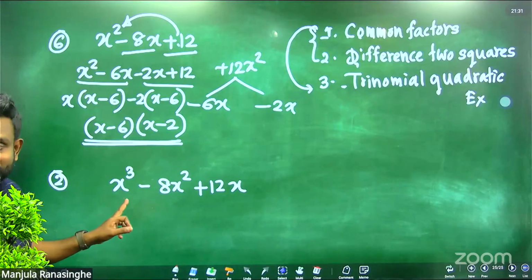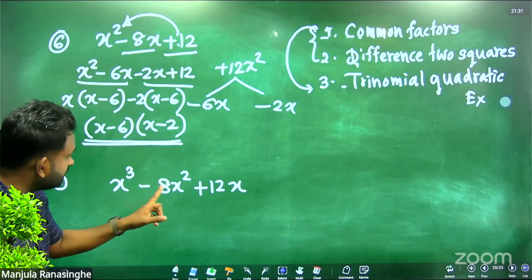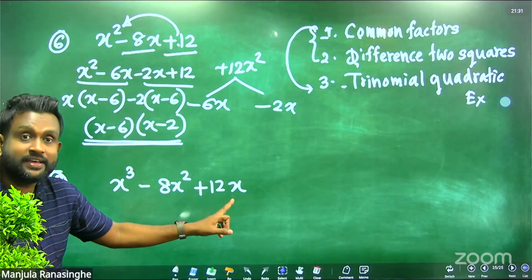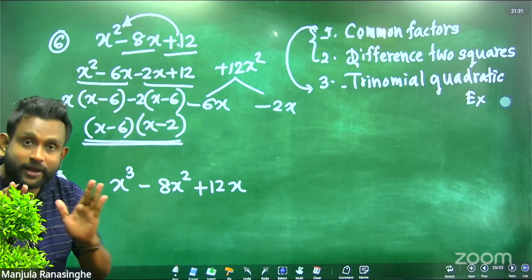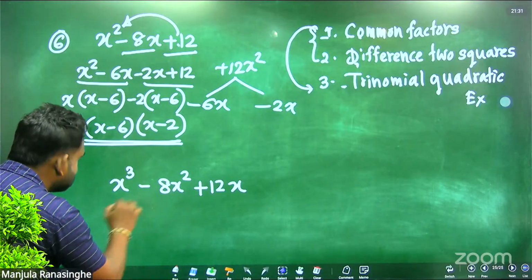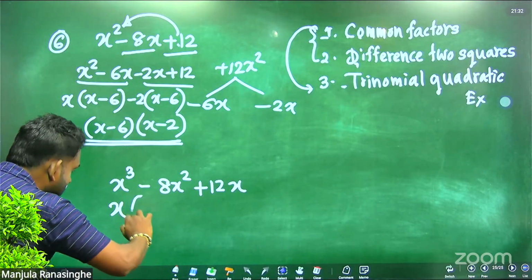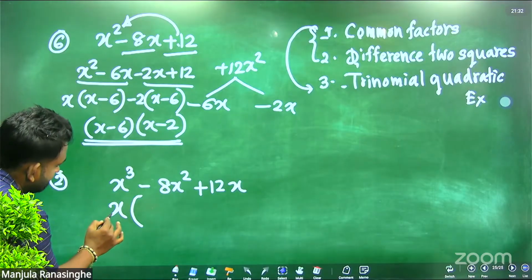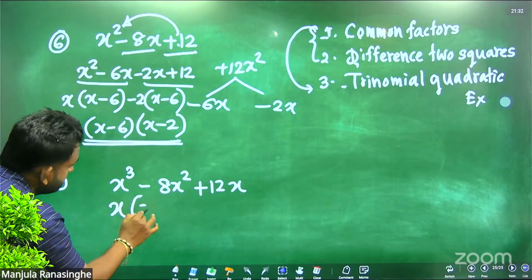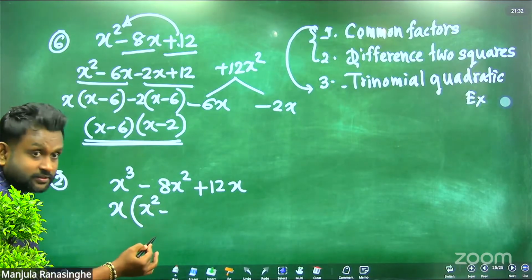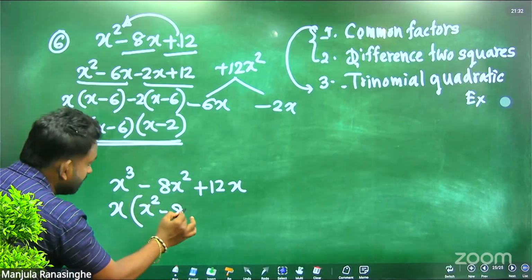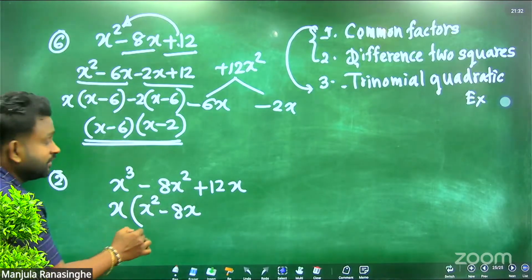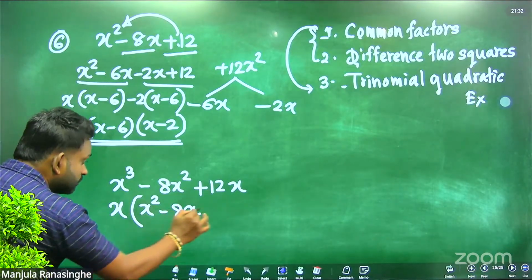What to do first? Right, check all the three terms. You feel that x is common. X is there for all the three terms, so you have to take it out. So first take out x, then keep a bracket. Then to make x cube, inside should be x squared minus, to make x squared, 8 should be there, and to make x, take out plus 12 only.